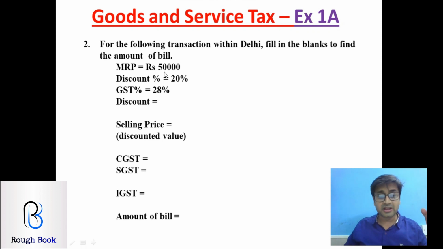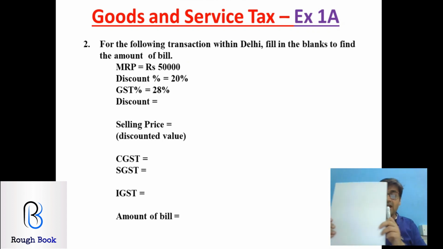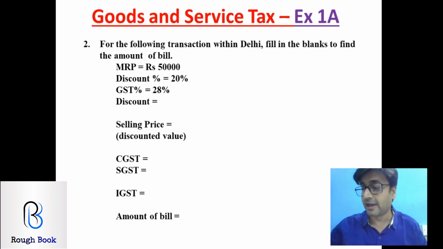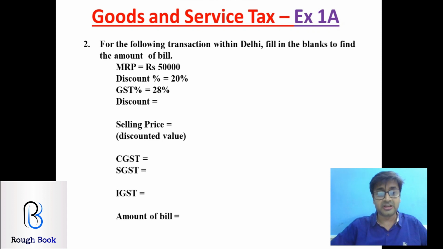Alright. So 50,000 worth. Calculate the discount first. I also have a paper and pen with me right over here. So even I am going to calculate with you instead of preloaded answers. So let's see whether your calculation speed is better or mine. So 20% of 50,000 I am calculating. So that should be 10,000.